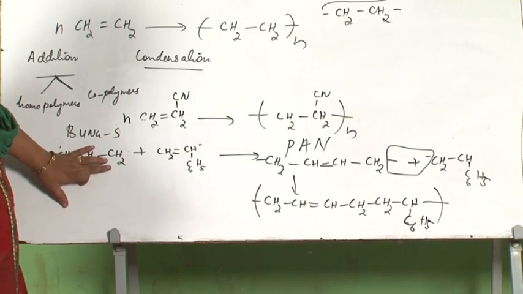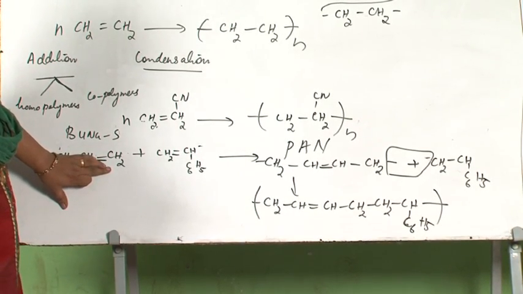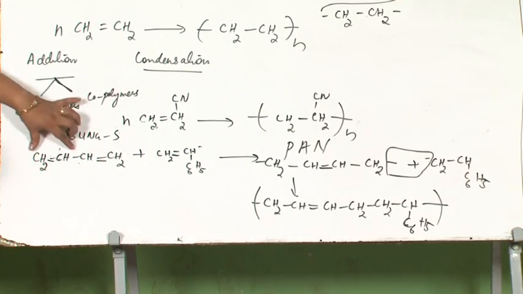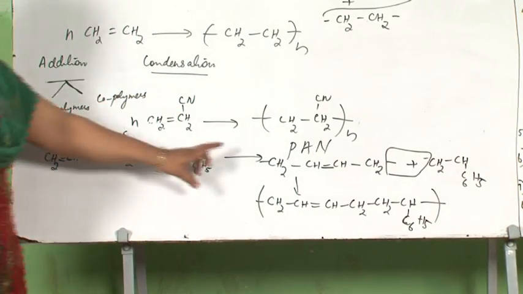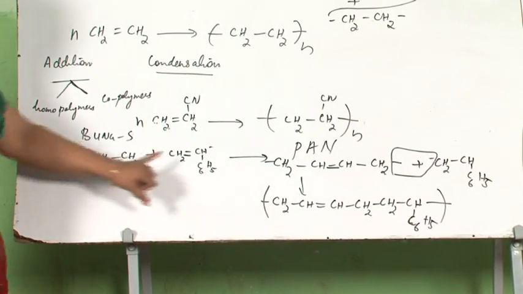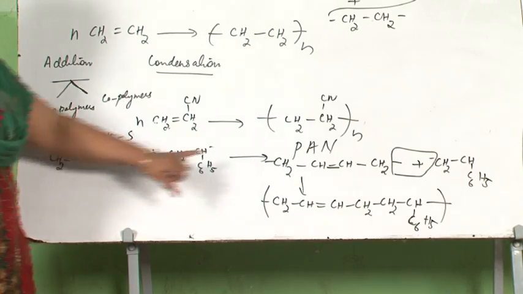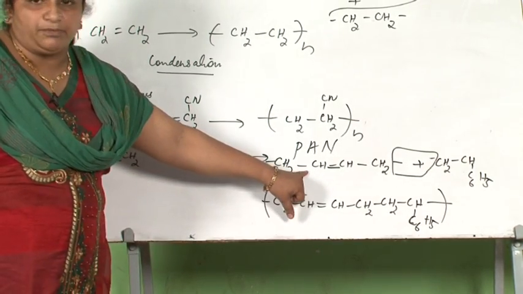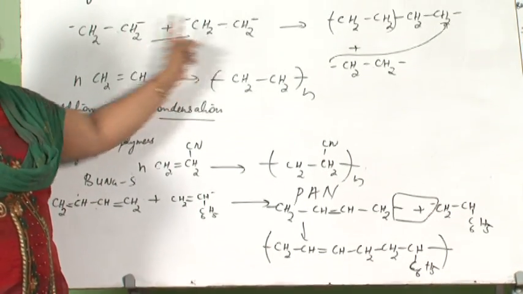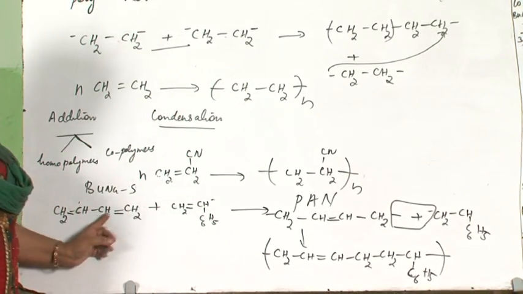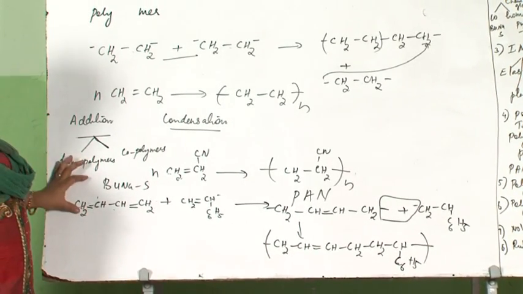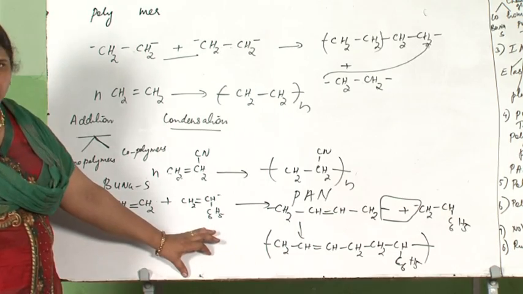This means addition. I am talking about copolymers, where two types of monomers combine together. This is styrene, this is butadiene, two different types of monomers combine and you get a polymer, but it is an addition polymerization. Addition means monomers added together. In the first case you have only one type of monomer; here you have two different types of monomers.